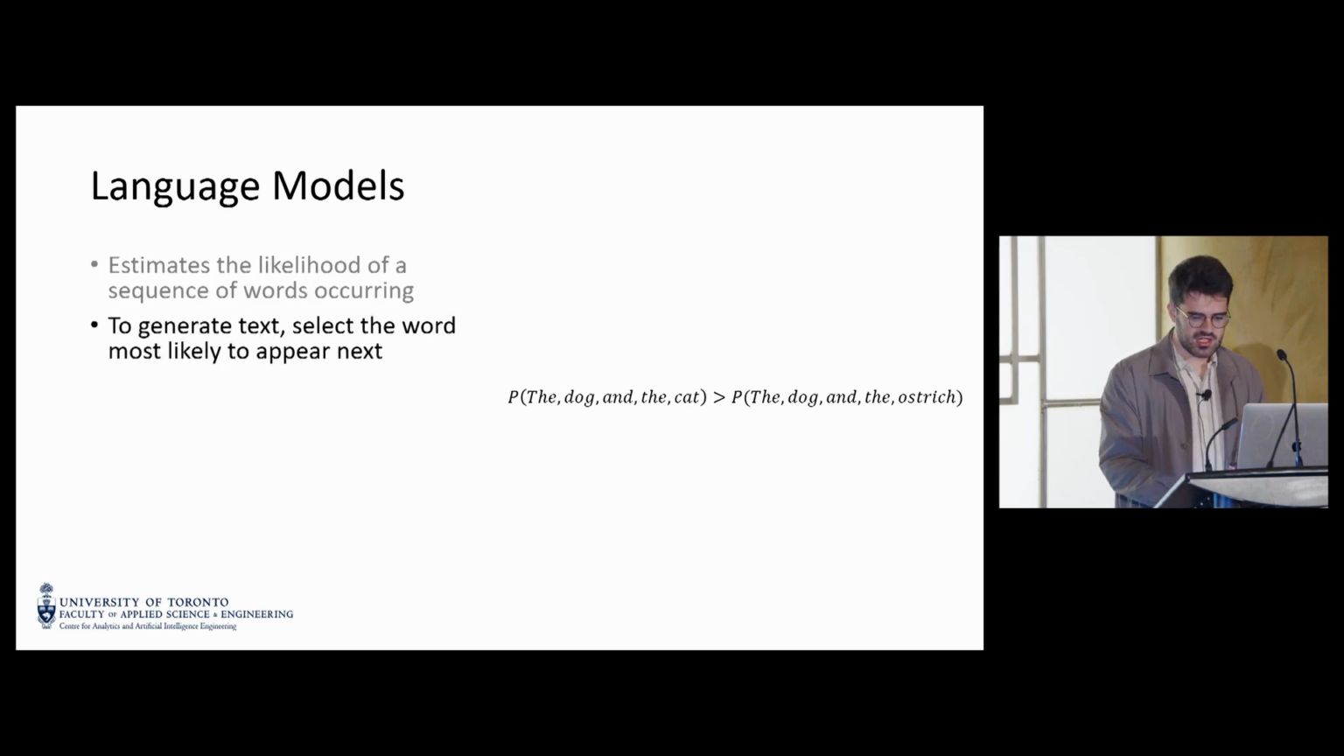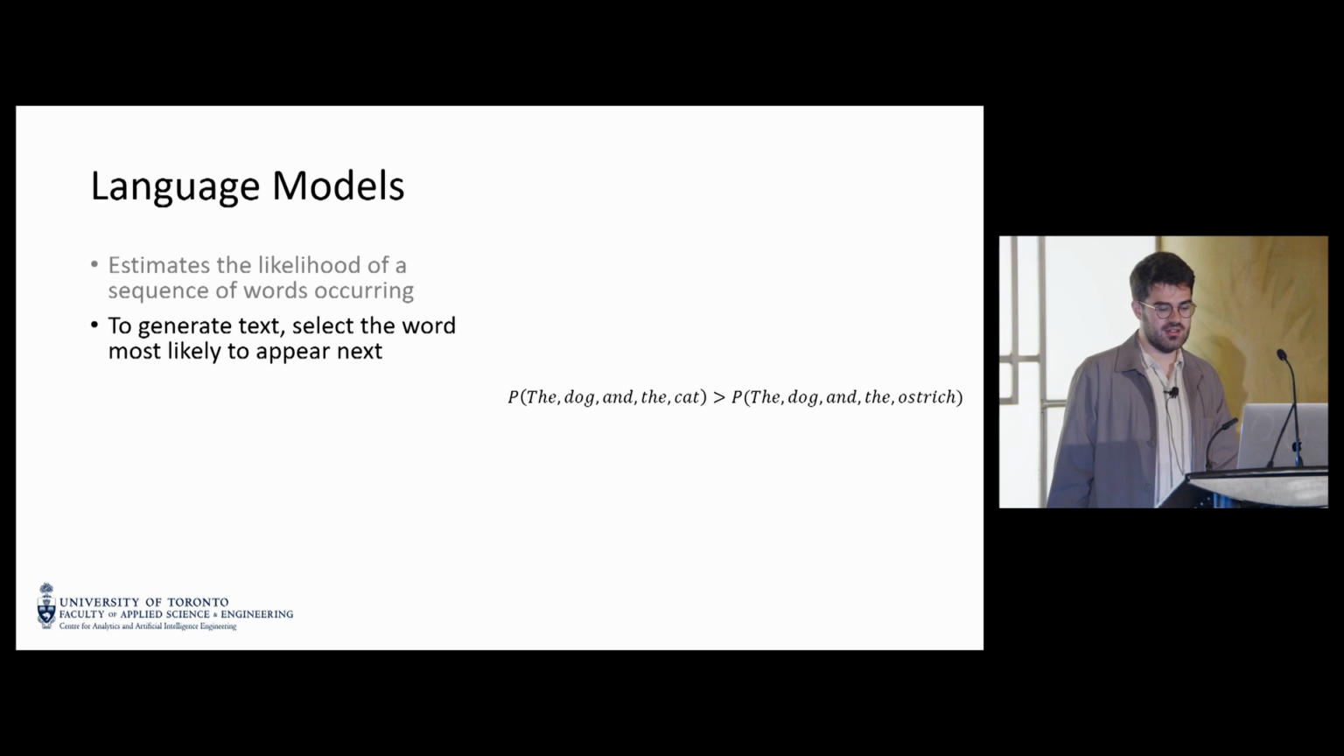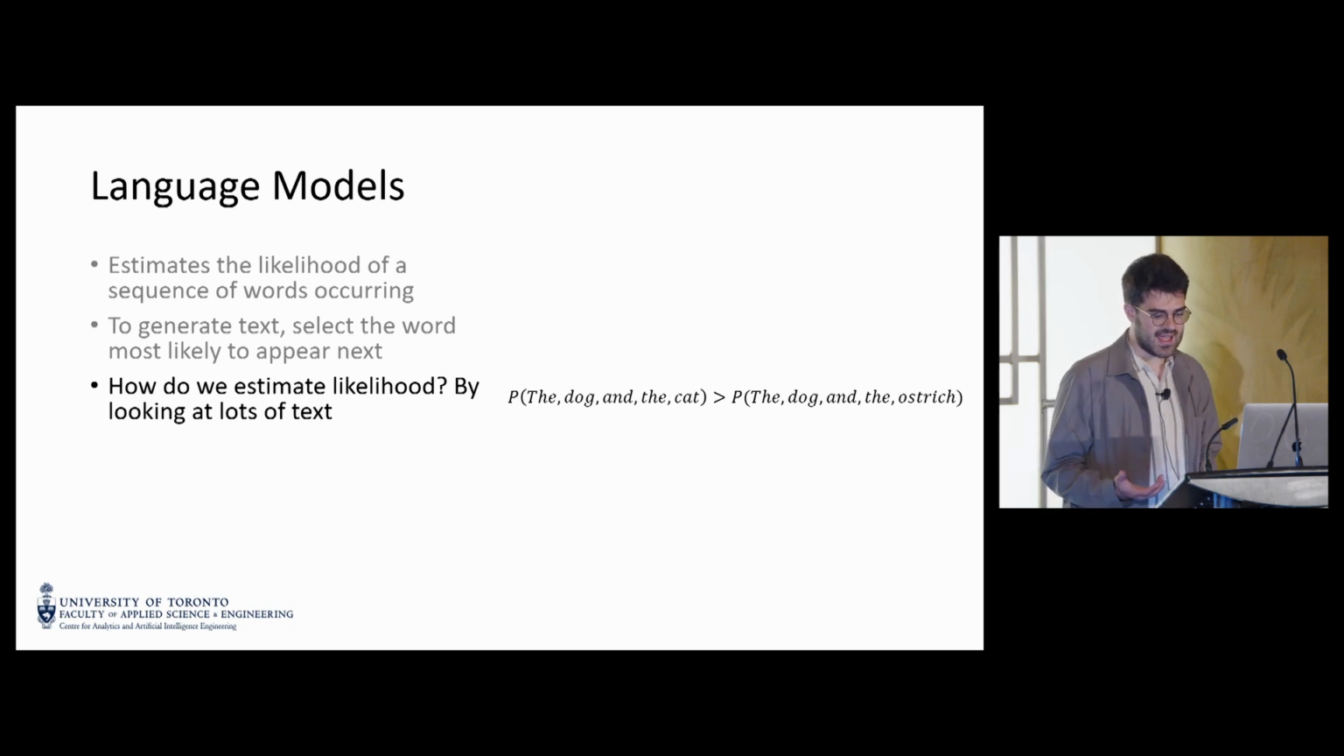Now, in order to use a language model to generate text, we can compute the likelihood of any given word being the next word in that sequence. And then we can just select the word that maximizes that likelihood. In practice, this is something that we can do by looking at as much text as we can. By doing that, we can build a better and better estimate of the likelihood of various phrases and sentences.